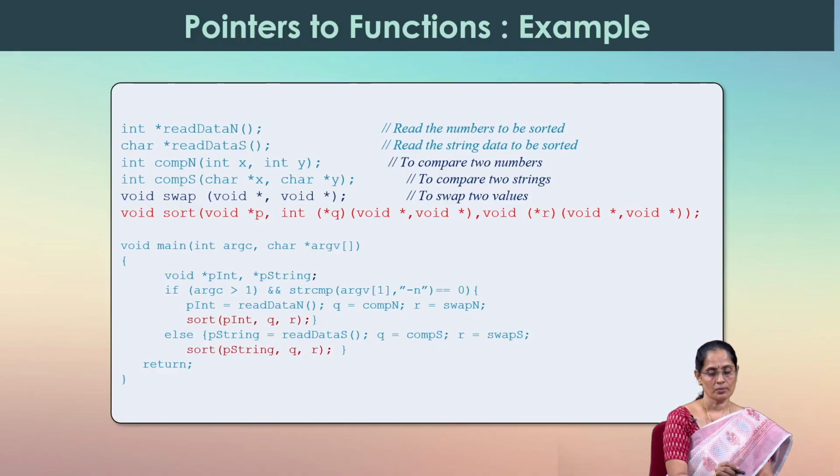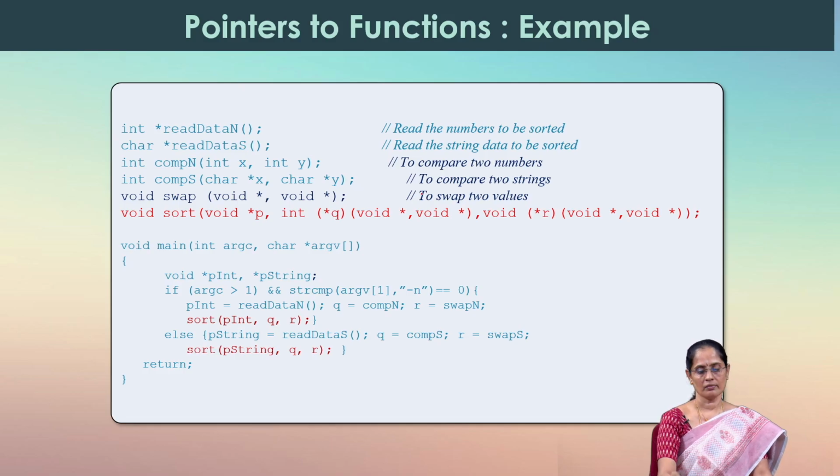Then pointers to functions. This is one more example where we can make use of the concept of pointers to function. This we have already gone through, and we are now looking at a complete example. This program is to read the numbers to be sorted and read the string data to be sorted. We are comparing two numbers, comparing two strings, and then trying to swap the values. So in the main function, we read the integer values as well as the strings.